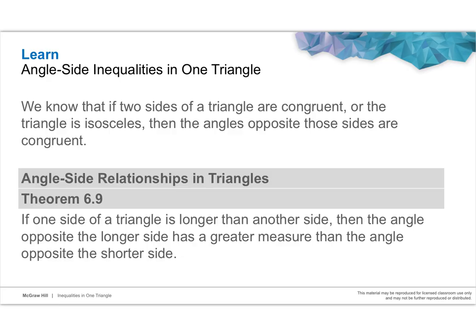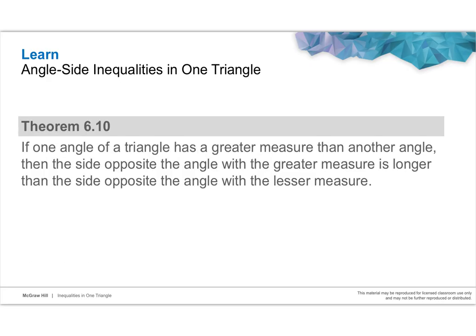And so we're going to start with theorem 6.9, which is talking about angle-side relationships in triangles. And it says, if one side of a triangle is longer than another side, then the angle opposite the longer side has a greater measure than the angle opposite the shorter side.